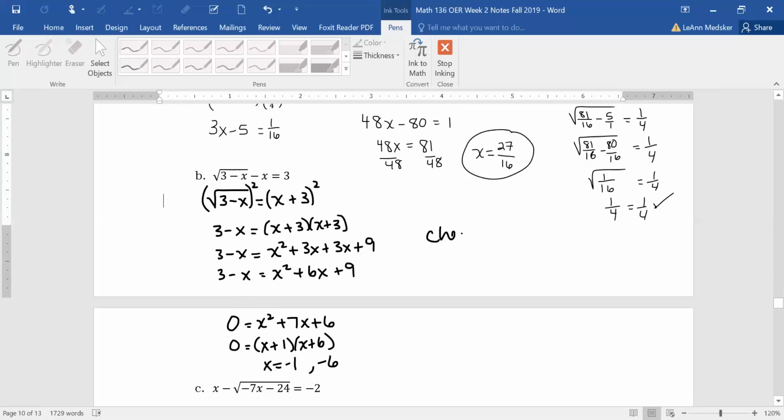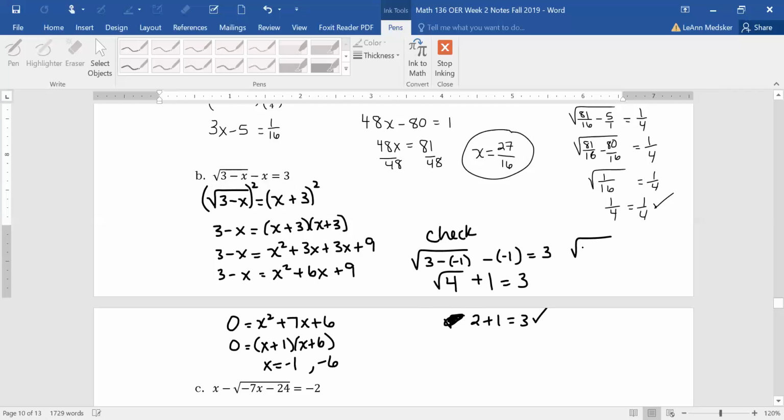Now, before I go circling those and saying, yay, I have my solutions, I need to check both. So the square root of 3 minus a -1, minus a -1, so we're plugging it back into this original equation, equals 3. 3 minus a -1 would be 4, because it'd be 3 plus 1. This will also be plus 1. Square root of 4 is 2. Sorry, drop the radical. 2 plus 1 equals 3. So that one does work. So we know that -1 works.